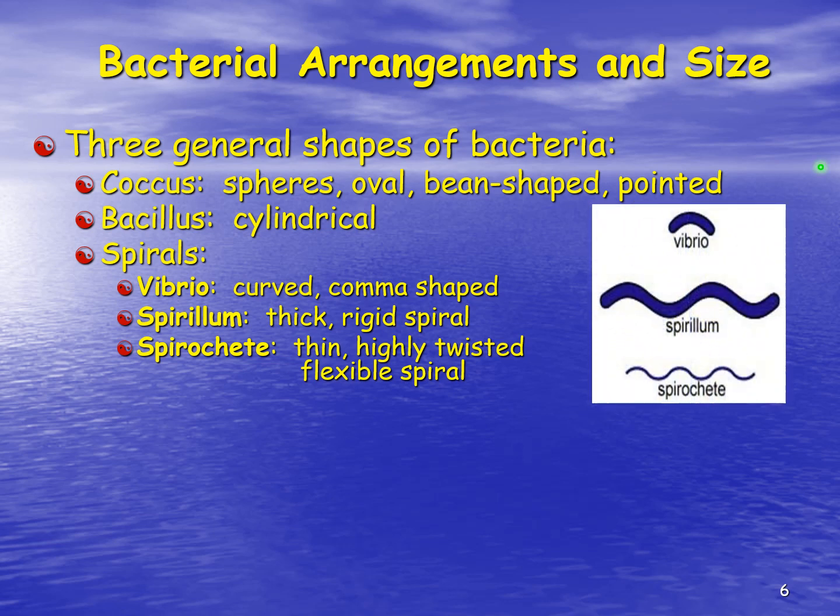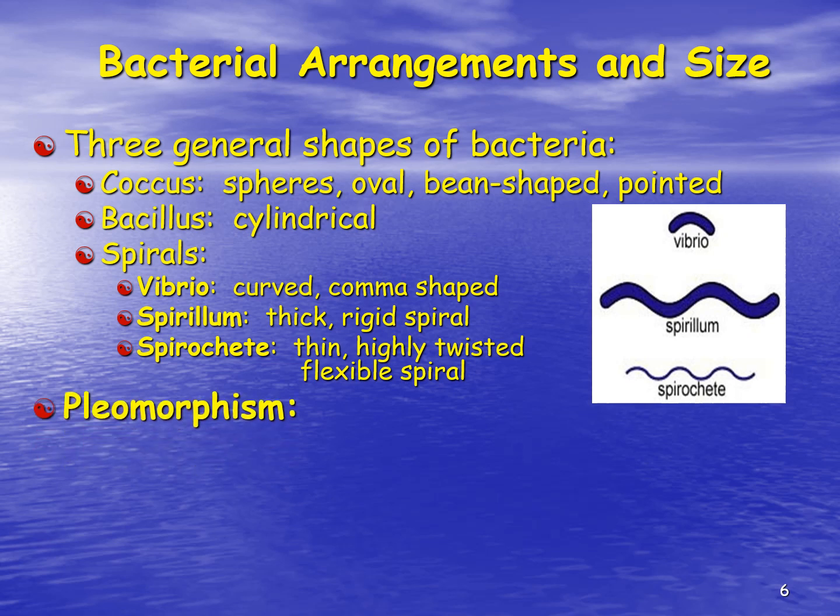So again, the Vibrio have about a half turn along the long axis, so they form this kind of comma shape. The Spirillum have, again, about 3 to 5 twists, and then these spirochetes are very highly twisted along the long axis. And I'll explain why they actually are twisted a little later in the lecture.